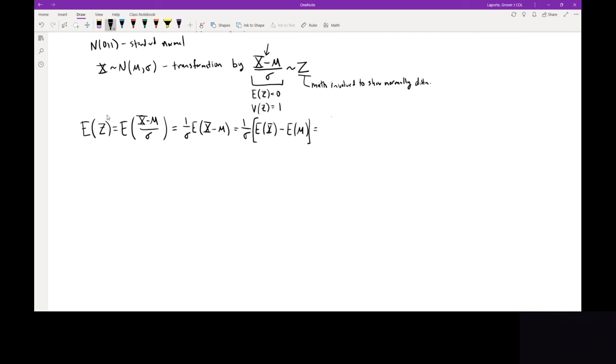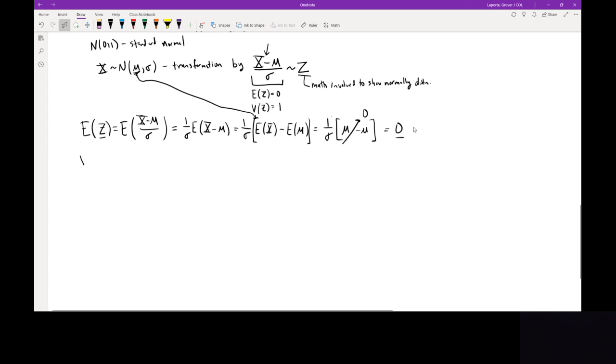We get 1 over sigma times the quantity, expected value of X. We know that the expected value is mu, right from right here. And then minus mu, because the expected value of a constant is just the constant. And then this goes to 0. So the expected value of our Z is 0.